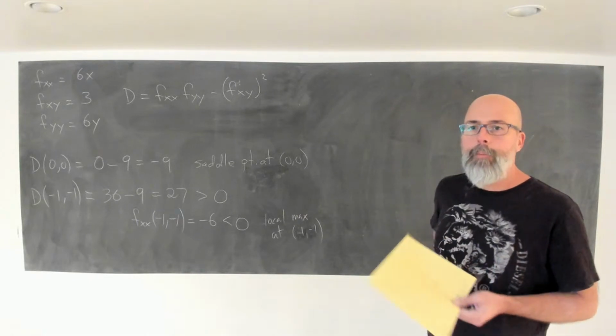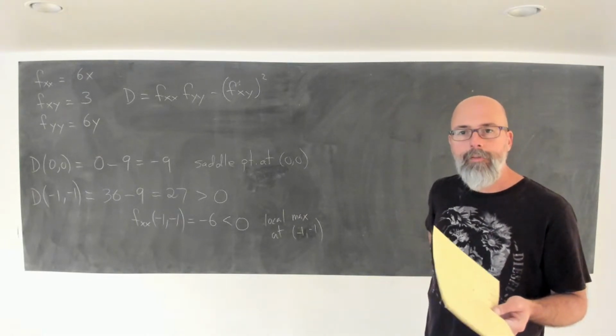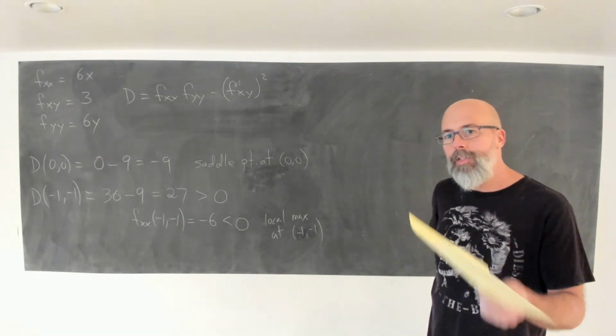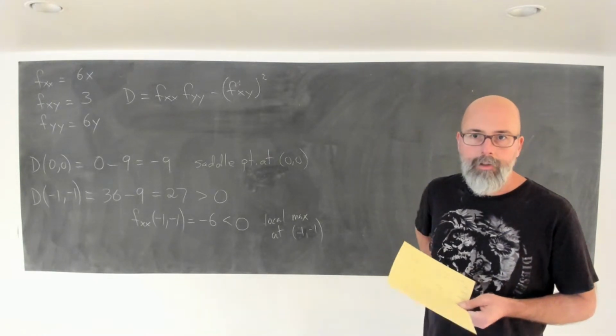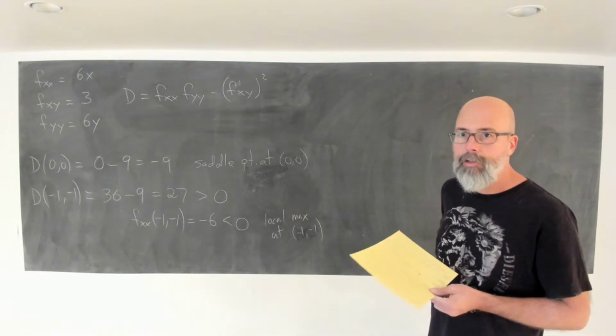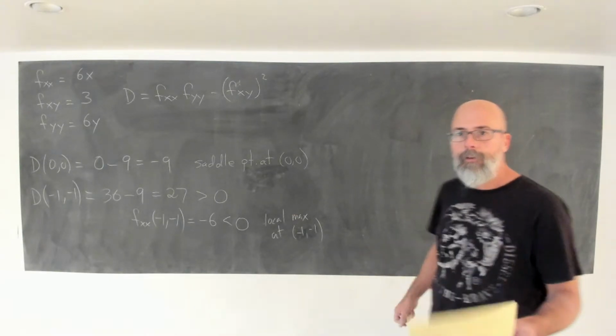Simon, think about the second derivative test in Cal 1, right? You needed the second derivative to be less than 0 to get a local max. Let's do one more.